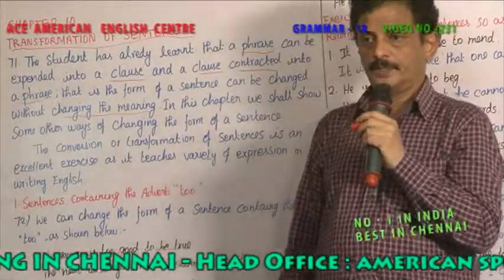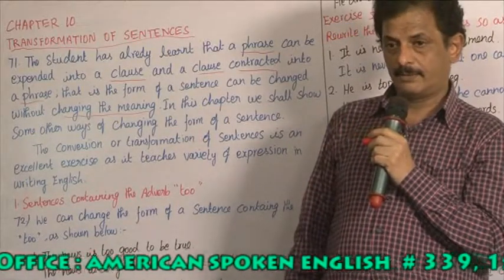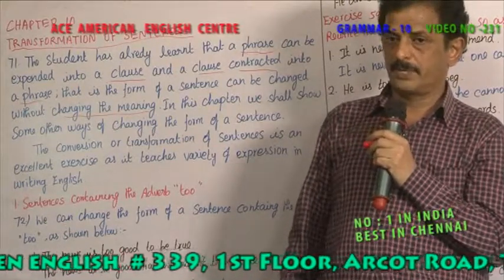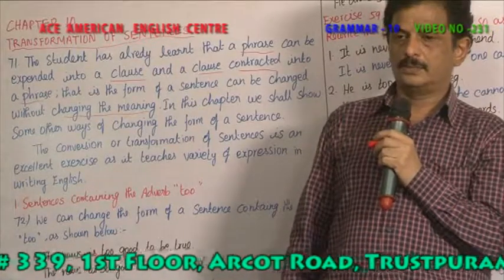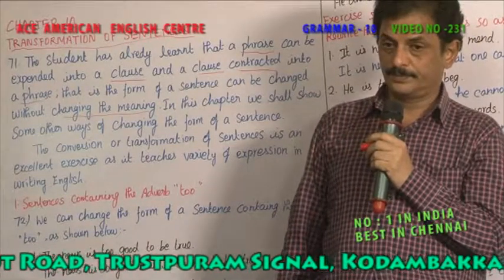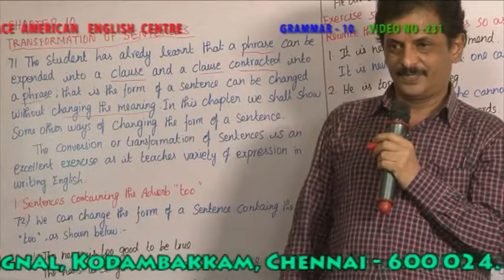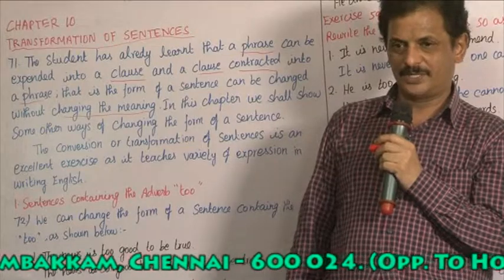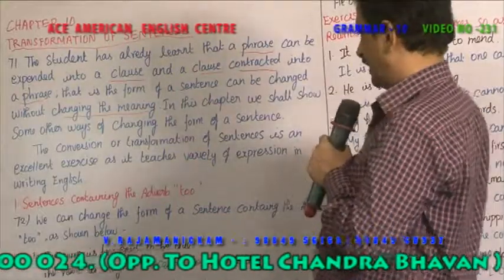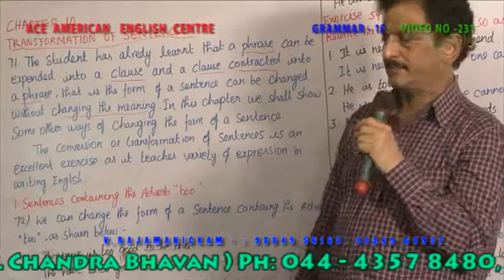Got it? Say for example, the boy who sits there is my brother. So this is a clause. How do you change it into a phrase? The boy sitting there is my brother. So you change a clause into a phrase. In this chapter we shall show you some other ways of changing the form of a sentence.